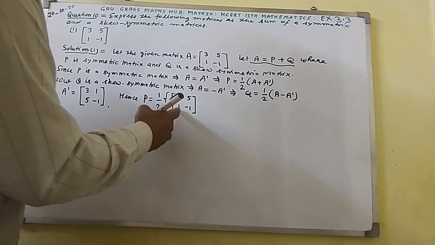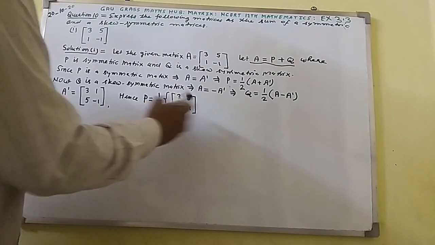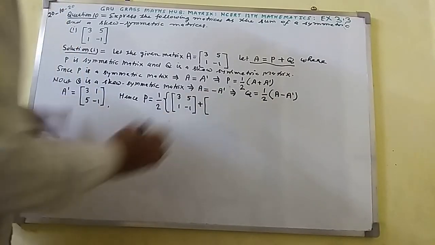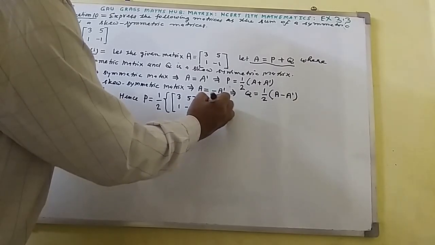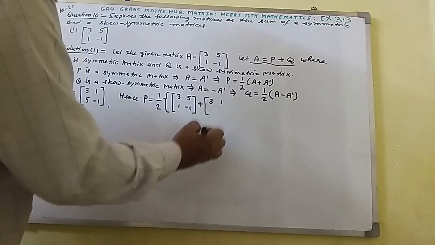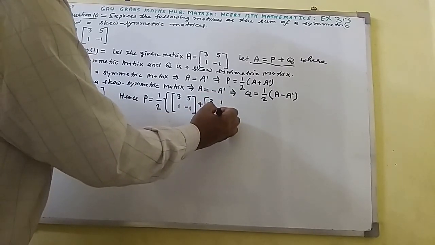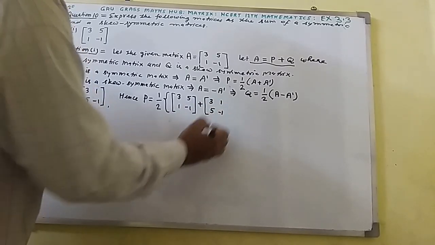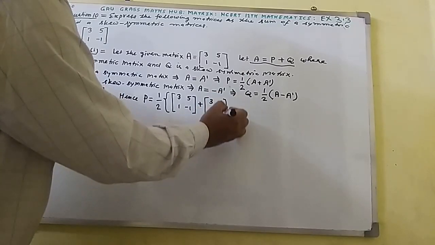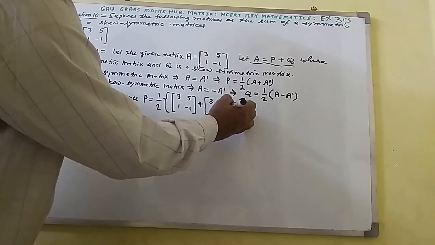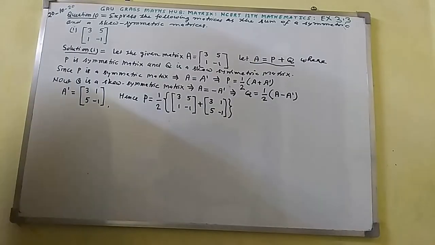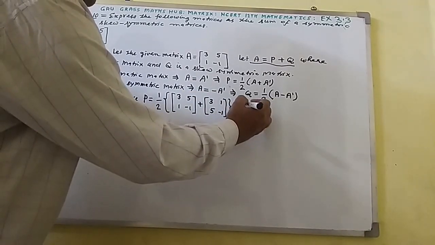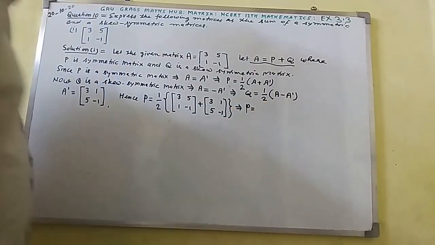Plus, this is the given matrix here. Plus, transpose of A I shall write this one. The elements of the first row are 3, 1. The elements of the second row are 5, -1. I shall write it like this. Closing of the square bracket will be done. The curly bracket will be closed like this.